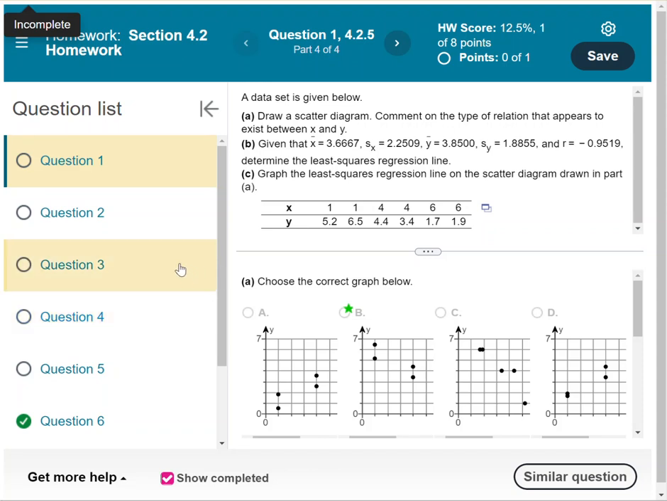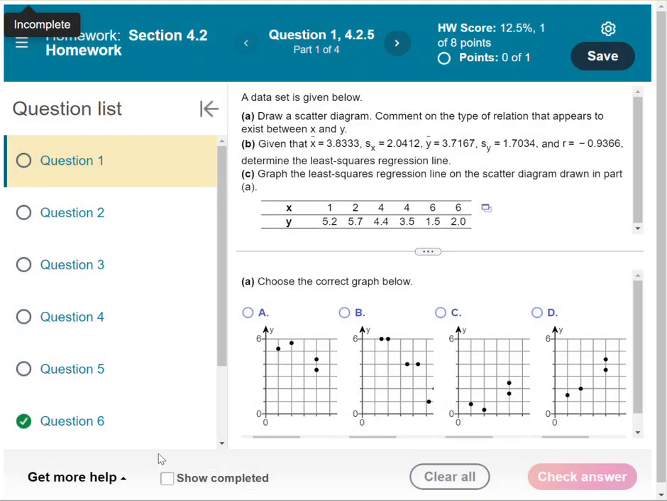Alright, in this video I'm going to do homework problem 4.2, the first question, and so let's go ahead and get started. Actually, I need to turn that off. Okay, so it says a data set is given below. Draw a scatter diagram. Comment on the type of relation that appears to exist between x and y.